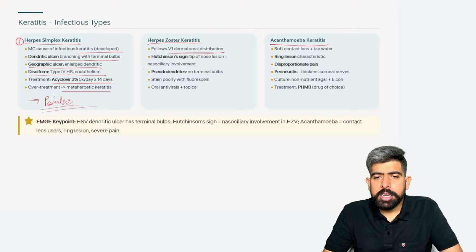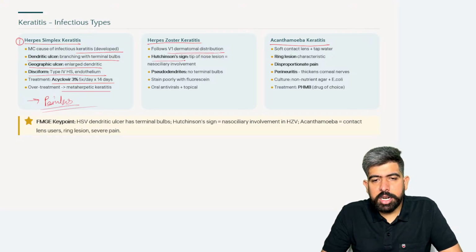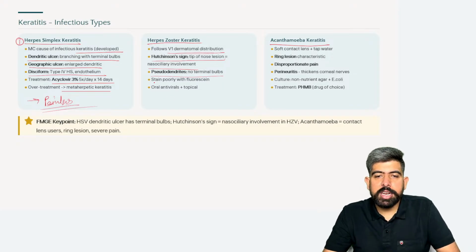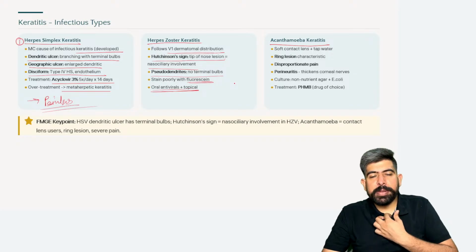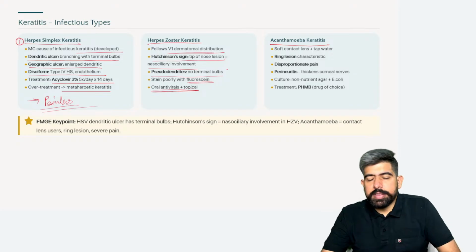V1 dermatome distribution. The Hutchinson sign will be present: the tip of the nose lesion, which is known as nasociliary involvement, is the Hutchinson sign. Also, pseudodendrites will be seen. There are no terminal bulbs, only pseudodendrites, and they stain poorly with fluorescein dye. In this condition, oral antiviral or topical antiviral treatment should be given in herpes zoster keratitis.